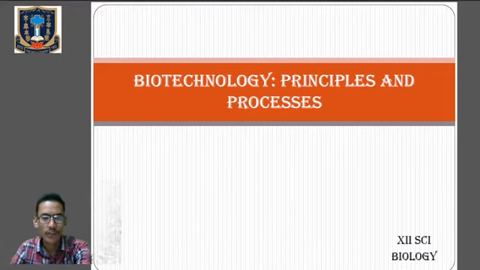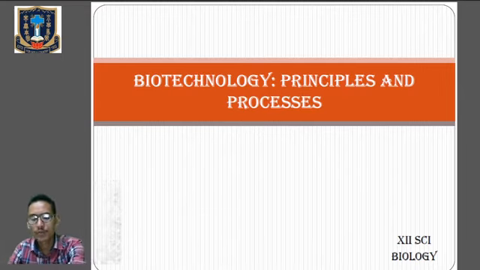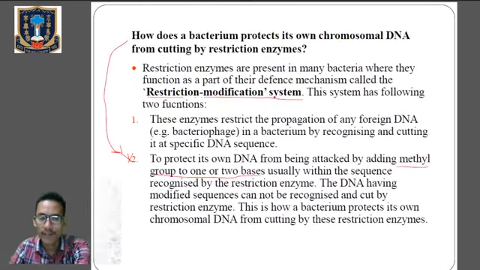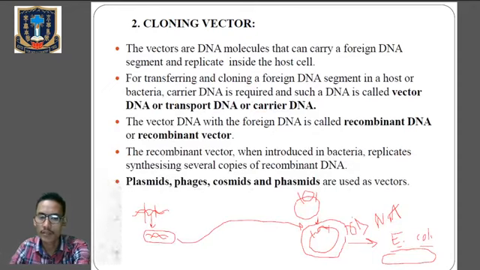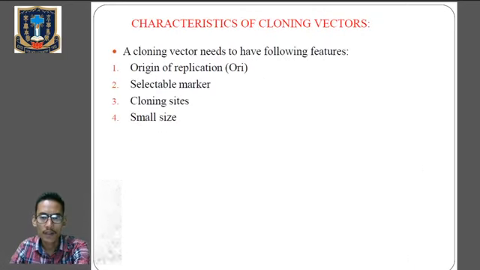We'll continue with the chapter Biotechnology: Principles and Processes. So we're dealing with the topic tools of recombinant DNA technology. We have learned already about the enzymes and we are dealing with the cloning vectors. Right, so we have learned about the plasmid, the bacteriophage, phasmid and cosmids. So now we learn about the characteristics of the cloning vector.